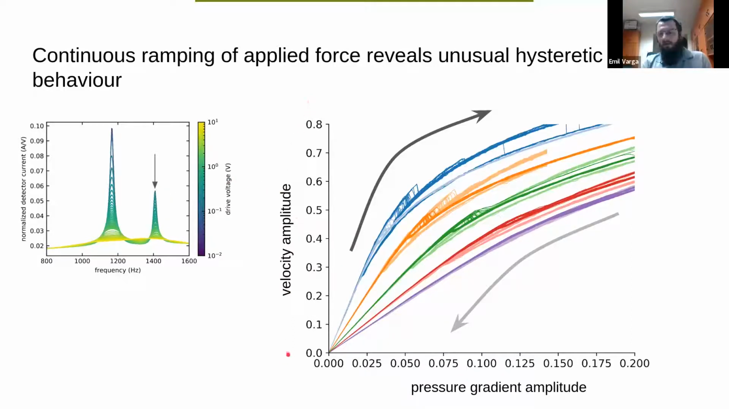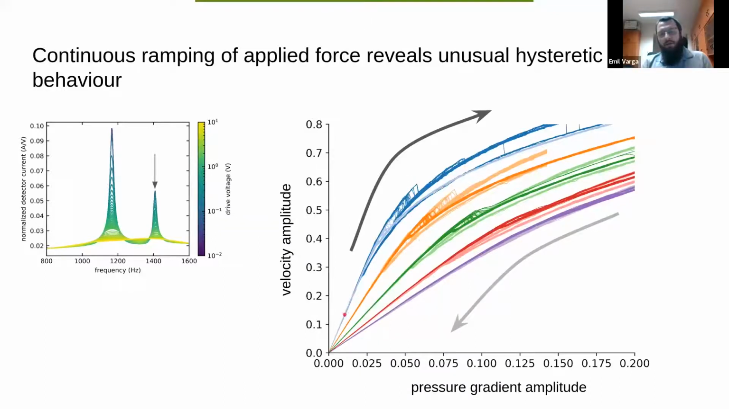And on this plot I showed the response, or the force-velocity curves that we've seen. So velocity amplitude as a function of basically the force amplitude for several different temperatures. Sorry, I don't have the actual temperatures here, but this is about 1.4 Kelvin, this is about 1.9 Kelvin, and in between.